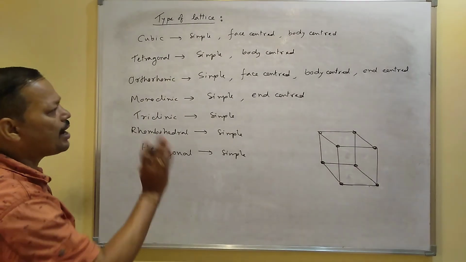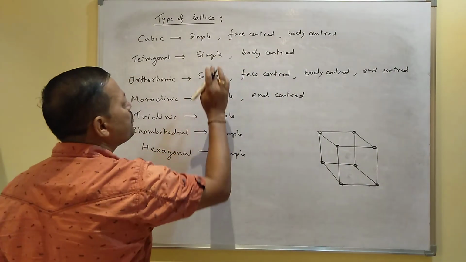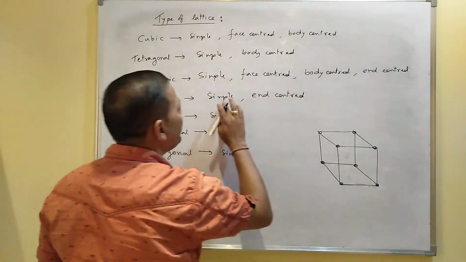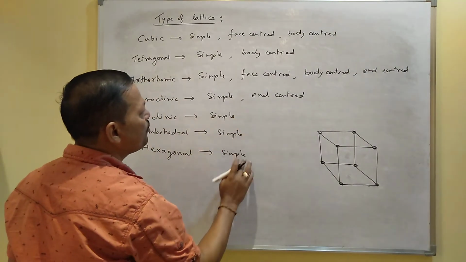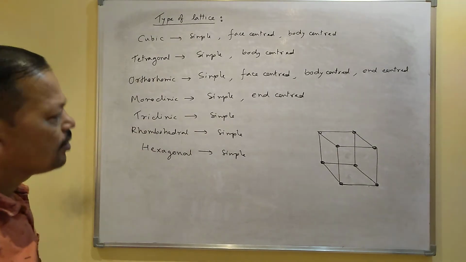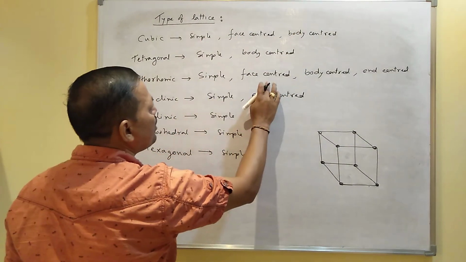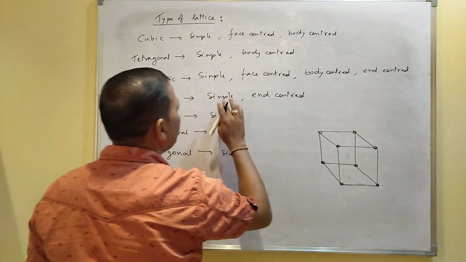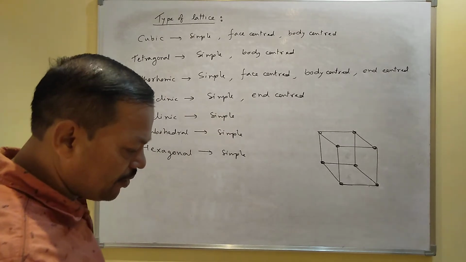So based on this, how many types of lattice have you got? 1, 2, 3, 4, 5, 6, 7, 8, 9, 11, 12, 13, 14, 15. You have got 15, but you should get 14. Why does it go to 15?